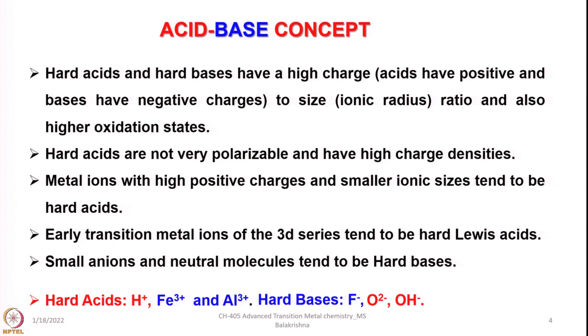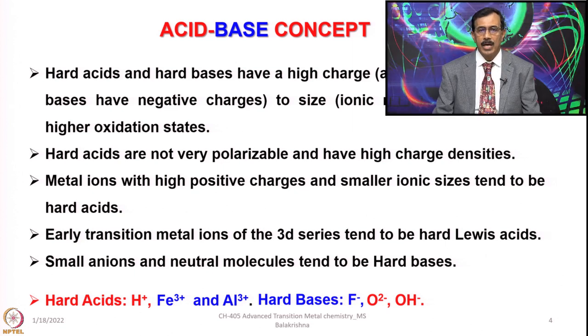Metal ions with high positive charges and smaller ionic sizes tend to be hard acids. That is the reason early metals, when you strip off all valence electrons, always try to be hard acids, and hence they are oxophilic and halophilic. Early transition metal ions of the 3d series tend to be always hard Lewis acids. Small anions and neutral molecules tend to be hard bases.